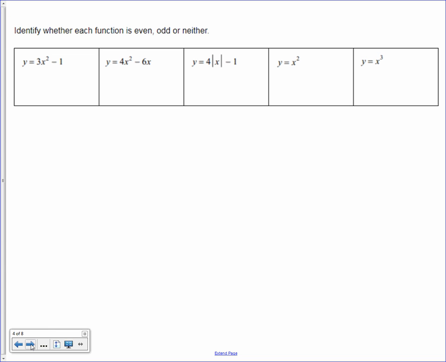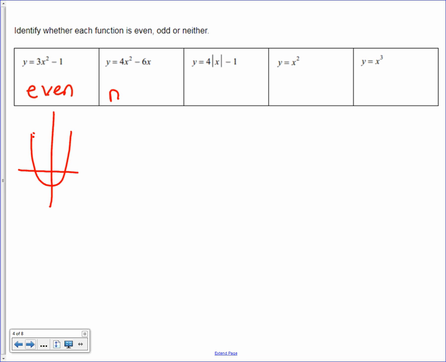Next problem wanted to know if it was even or odd. So this one right here is going to be even. If you had graphed them, it ends up looking kind of like that. Since the symmetry is right on the y-axis, when you graph the negative, it actually goes right on top of itself.